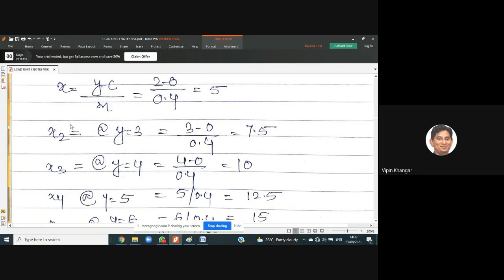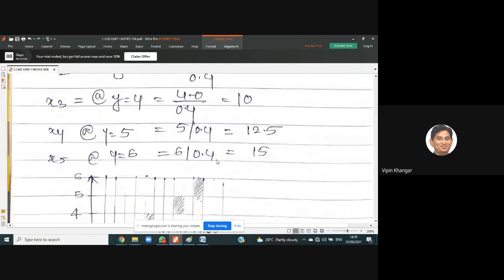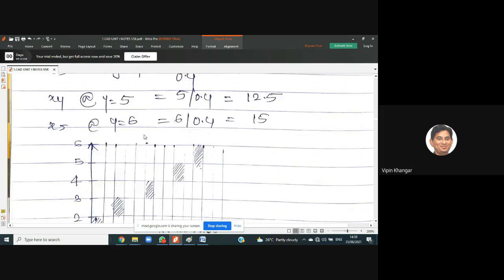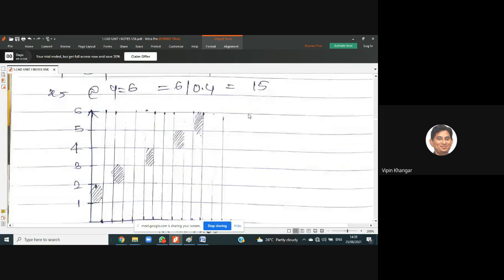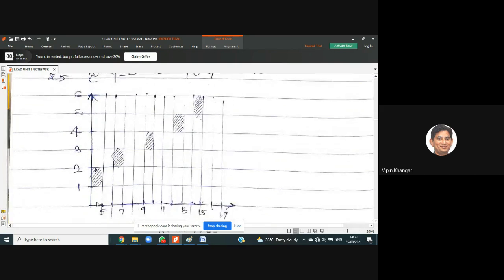How far do you have to go? You have to calculate till we get x. x1 has come as 5, then 5, 6, 7, 8, 9, 10, 11, 12, 13, 14, 15. So up to 15 we need to calculate the values of y corresponding to those x, and after calculating all those values we need to plot them on the graph. We'll plot based on the scales that we got, that is the minimum and maximum value, and then you need to plot this.